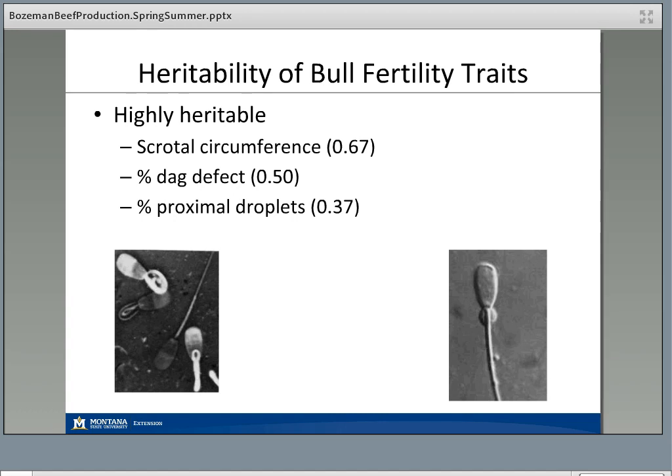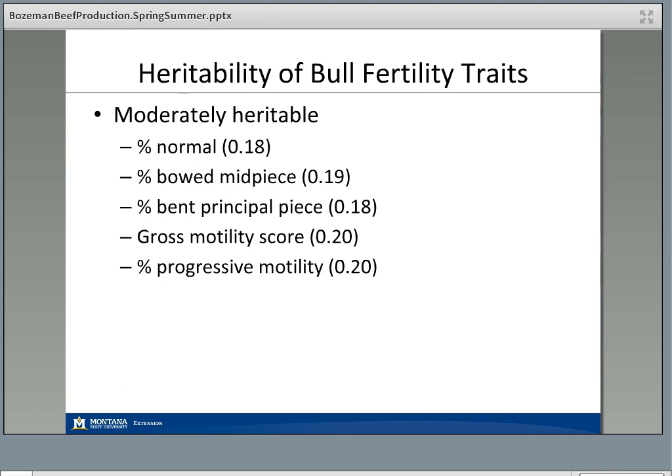We have the percent showing a DAG defect, which is the lower left-hand corner picture, where the tail is curled about. And then we also have another defect called proximal droplets, where you can see a droplet right below the head of the sperm in the lower right-hand corner, and that's fairly heritable as well. Some more moderately heritable traits include percent normal, and two other abnormalities, bowed midpiece and bent principal piece. Gross motility score and percent progressive motility are also moderately heritable.